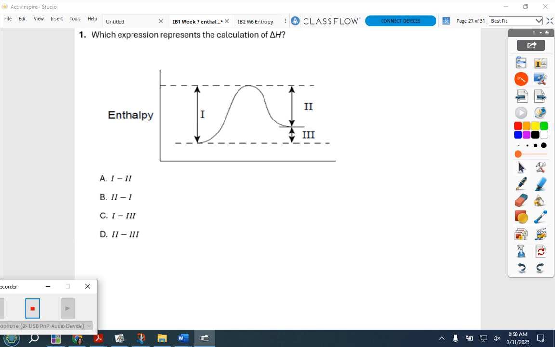It'll be like any other retake, well, hopefully any other class. If you take it and you get a lower score than you did this time, I will always take the higher score.